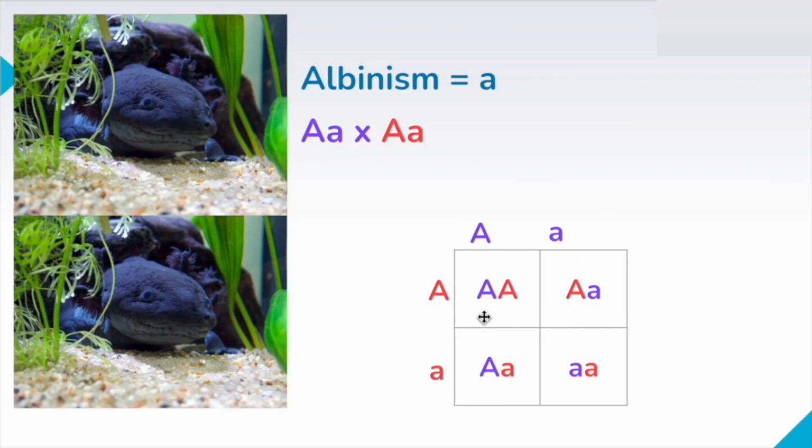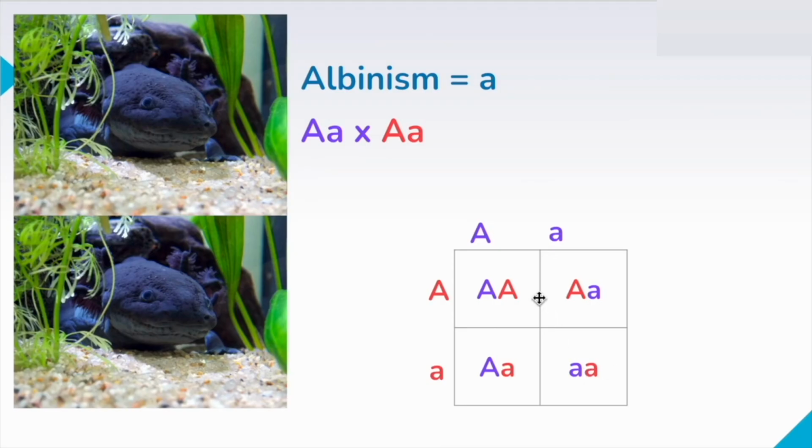We can see that there's a 25% chance of having offspring that will have a homozygous dominant genotype, meaning big A, a 50% chance of having offspring that will have the heterozygous genotype, so big A, little a, and a 25% chance, or 1 in 4 chance, of having little a, or homozygous recessive. Now, that's a lot of words.